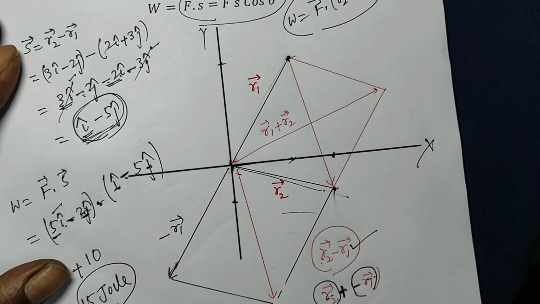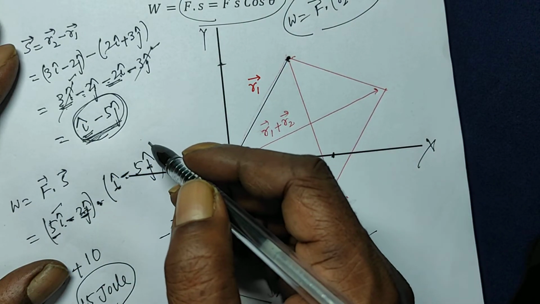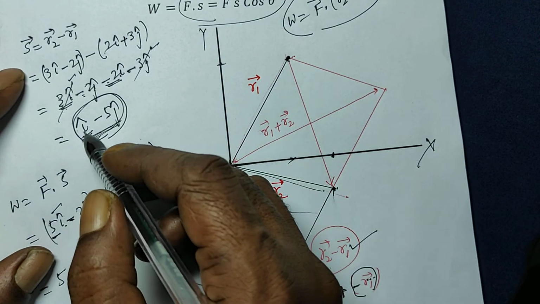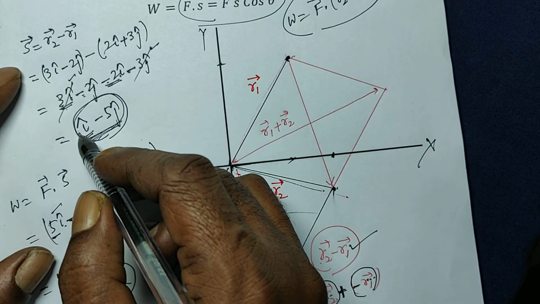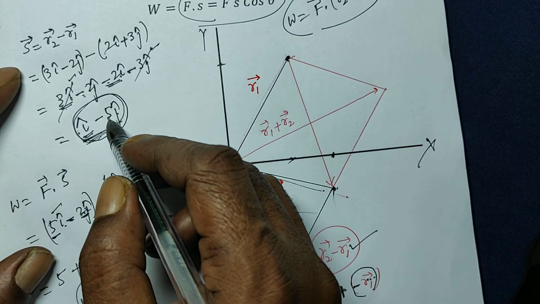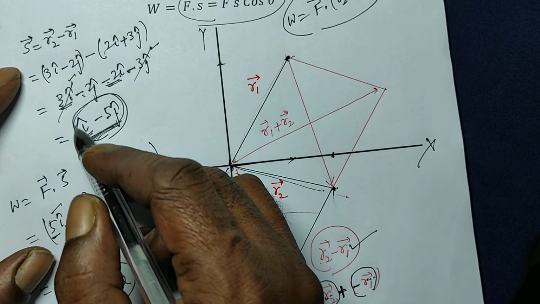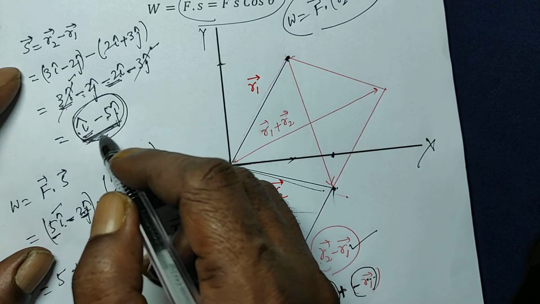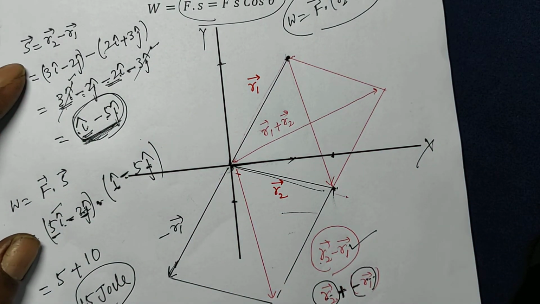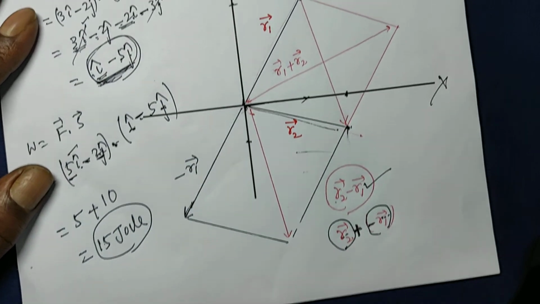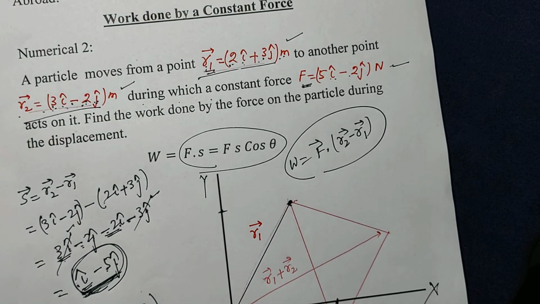If you want to say what is the value of this displacement, as you know how to find the magnitude of a vector, in front of this the number is 1, in front of this the number is 5. So the value of the displacement will be the square root of square of 1 plus square of 5. We are not interested in that. We are just interested in finding the work done. So this is how it is done.